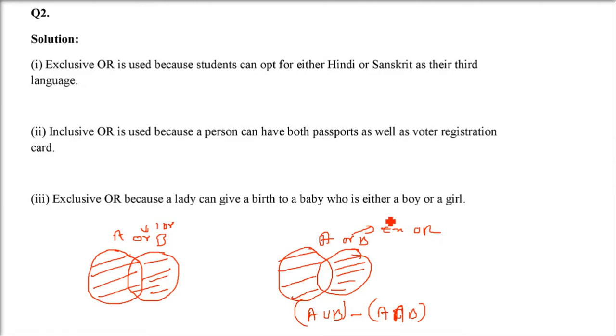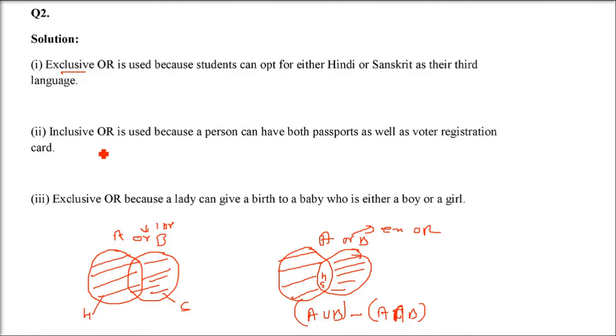So the first thing is the students can take Hindi or Sanskrit as their third language. Now if you take Hindi, you cannot take Sanskrit. If you take Sanskrit, you cannot take Hindi. So it's an exclusive or kind of thing. You cannot take both of them.